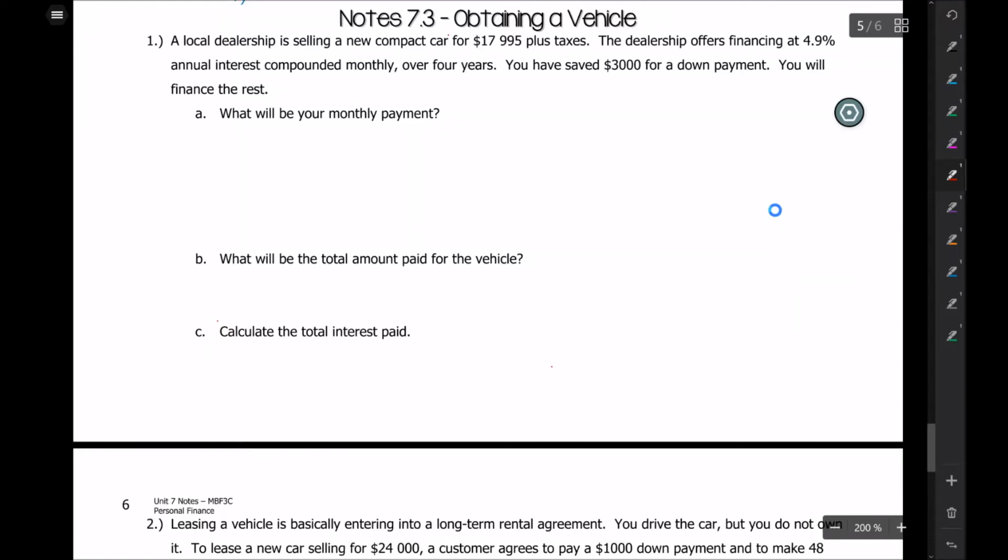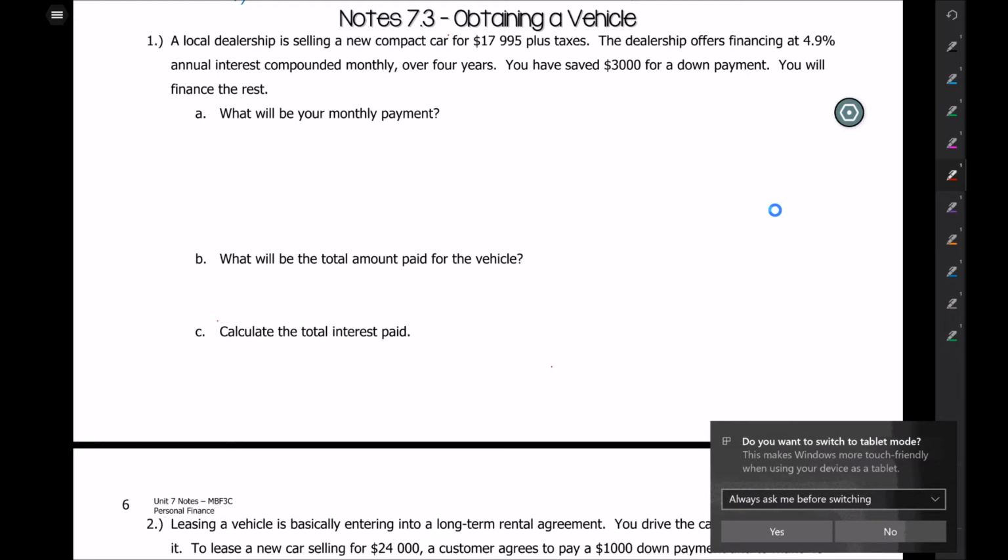Hi everyone. Note 7.3 are on obtaining a vehicle. This is our last set of notes that we have for the unit and actually for the semester.